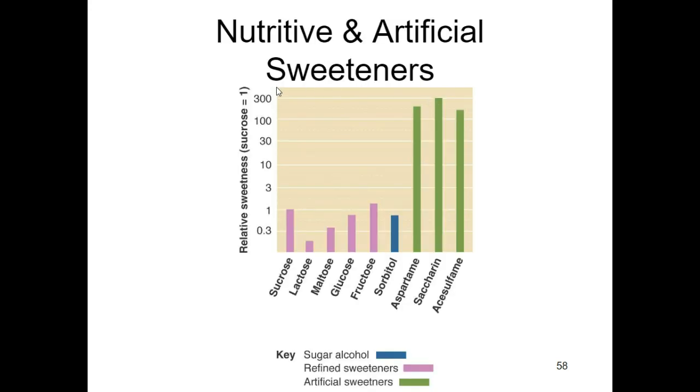Mao ni siya ang measure sa relative sweetness, no? If sucrose ang basehan, ang saccharin is 300 times sweeter than sucrose. Ang aspartame is 200 times sweeter than sucrose. Acesulfame K is mga around 180, 190 times sweeter than sucrose. Diba? So as you can see, your artificial sweeteners are very sweet materials. Okay?